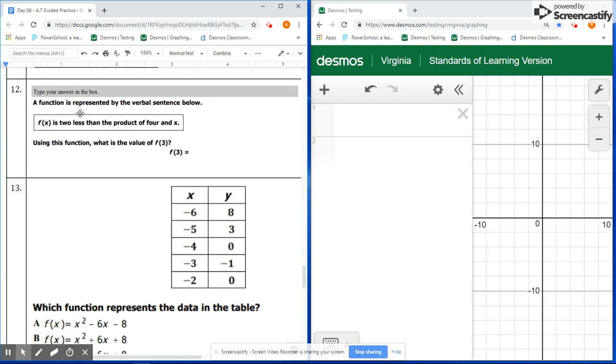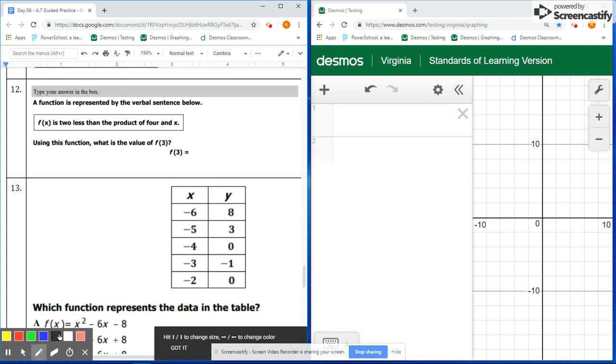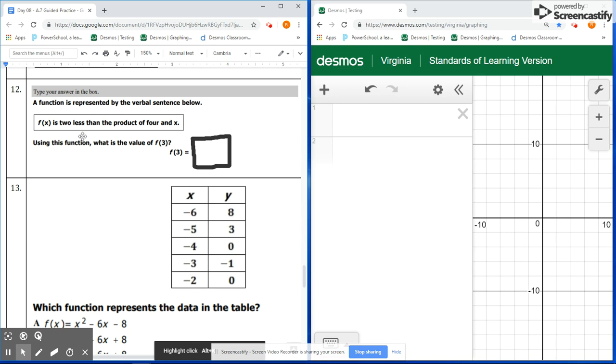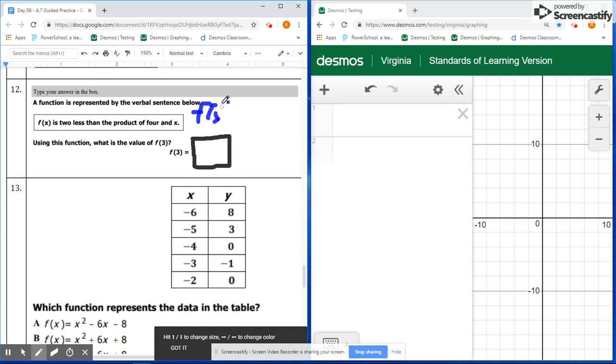Okay, number 12. Type your answer into the box. A function is represented by the verbal sentence below. So there should be a box here, and we need to type in the answer to the question. F of x is, so I'm going to start with f of x. And it says is, remember, is equals.